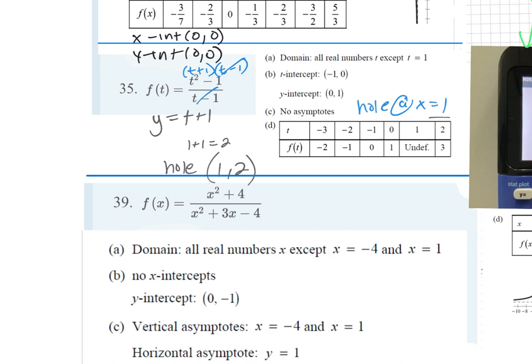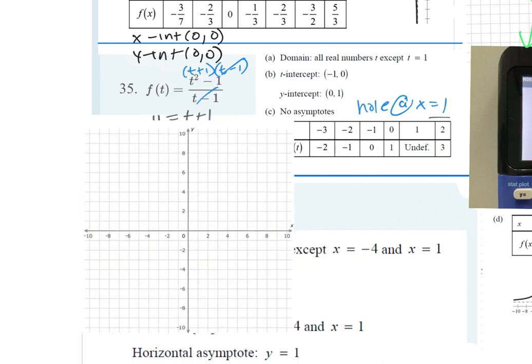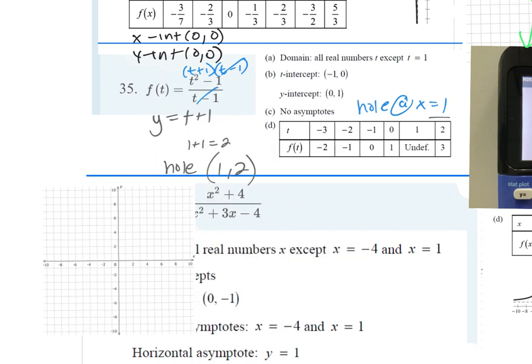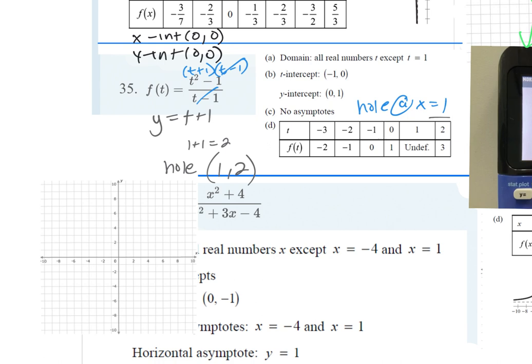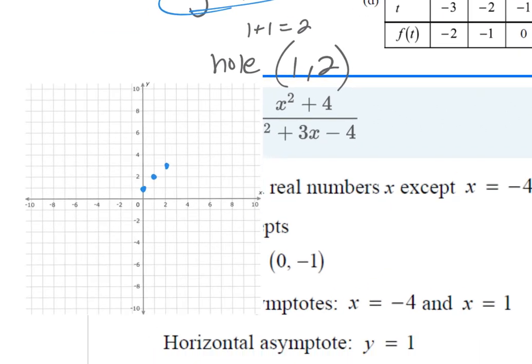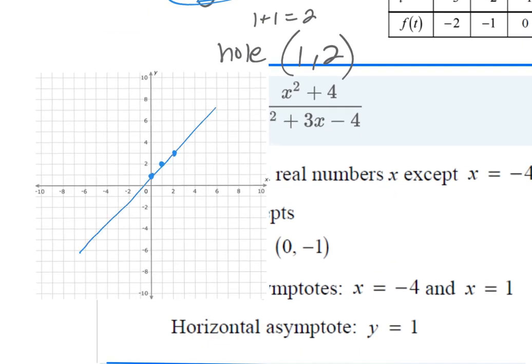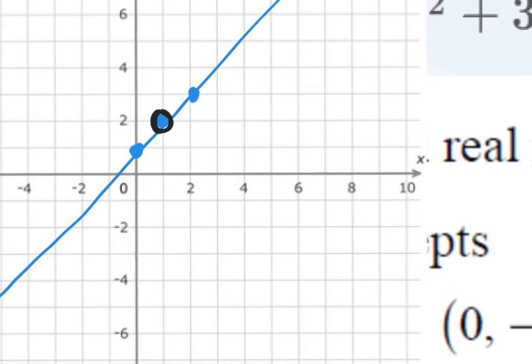So when I go graph this, it's no longer a rational function. It's just a line with a hole in it. So I would plot it as though it's a y equals mx plus b equation. I'd start at 1, up 1 and over 1, and I'd draw my line. But then there is a hole at (1, 2). So this is an open dot. Let's see how small I can make it.